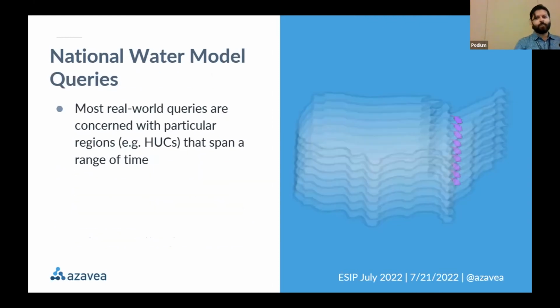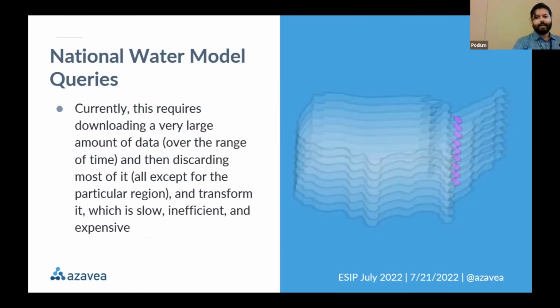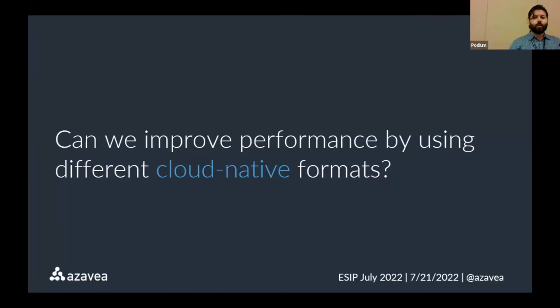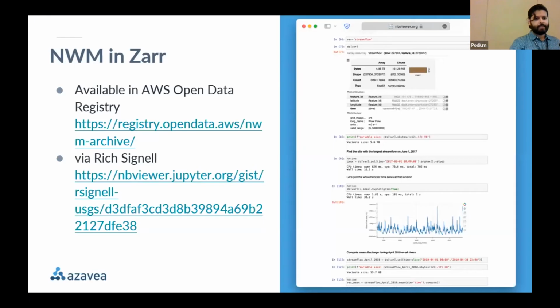Now, most people are concerned with a particular region over time, not the full country at a specific moment. Currently, this requires downloading a large amount of data and discarding most of it, except the parts that you care about, which is slow, inefficient, and expensive. Ideally, users should be able to specify exactly what they want and get just what they need in a readily usable format. The question that we're all asking here is, can we improve performance by using cloud-native formats? And the answer, of course, is yes.